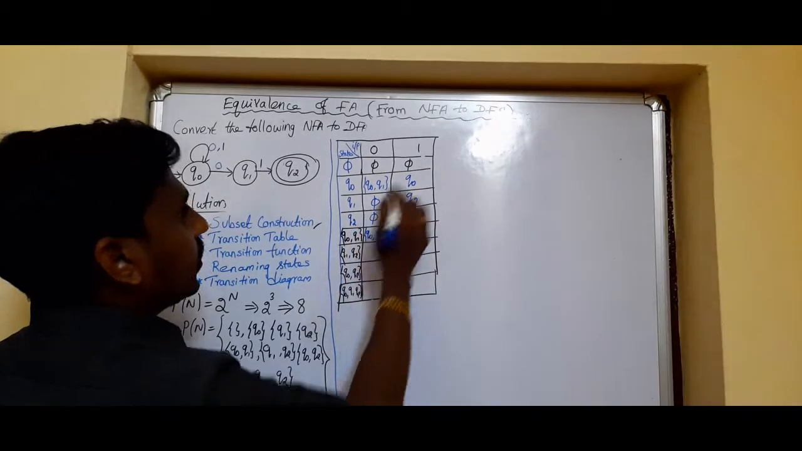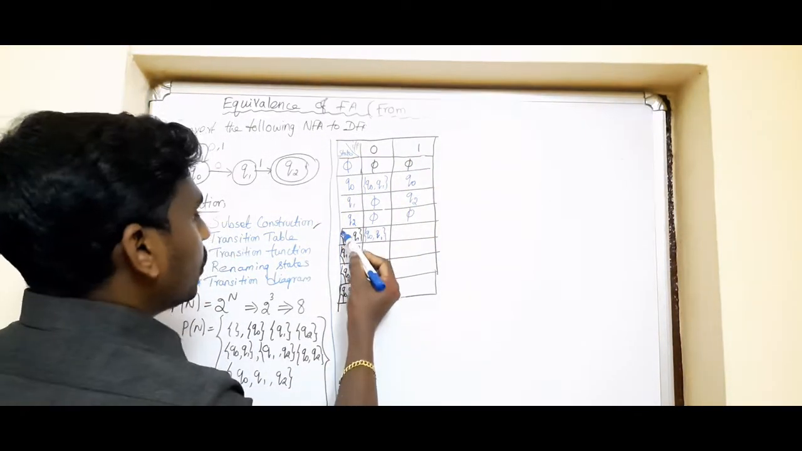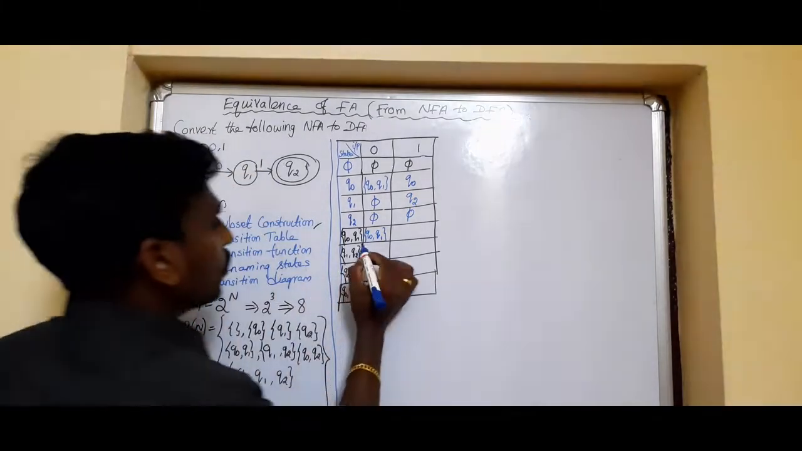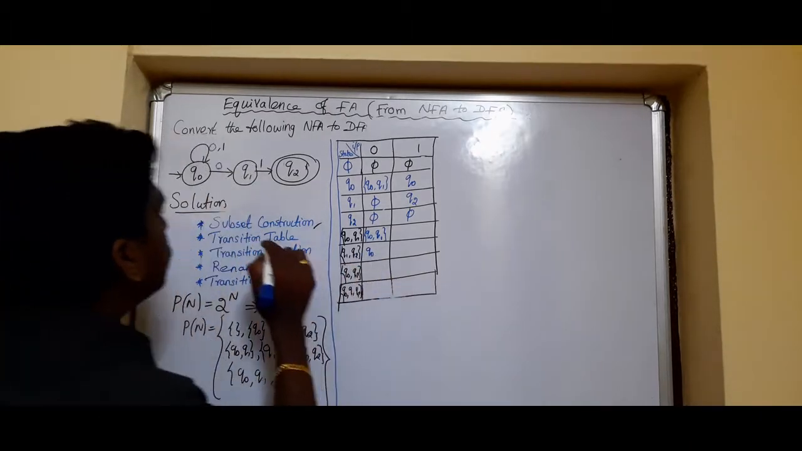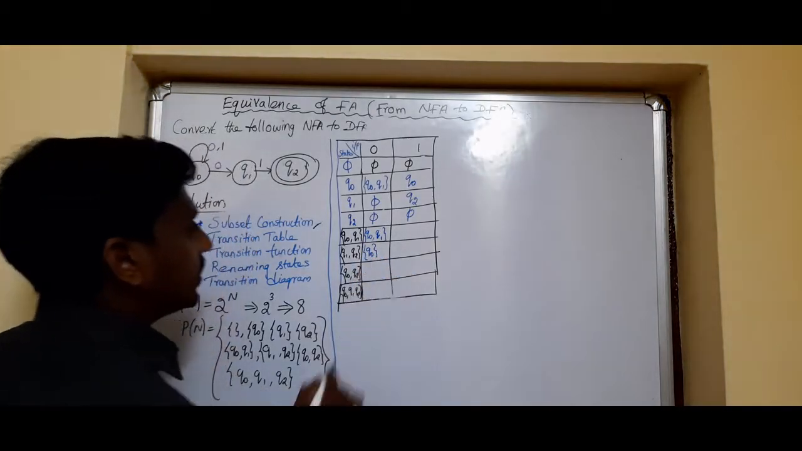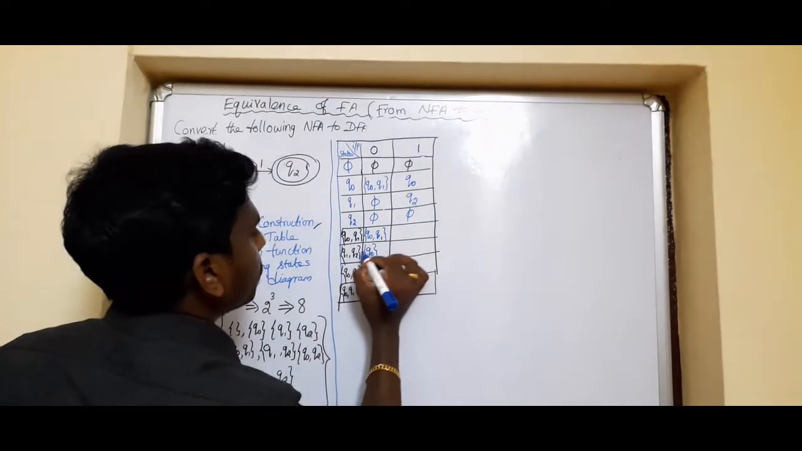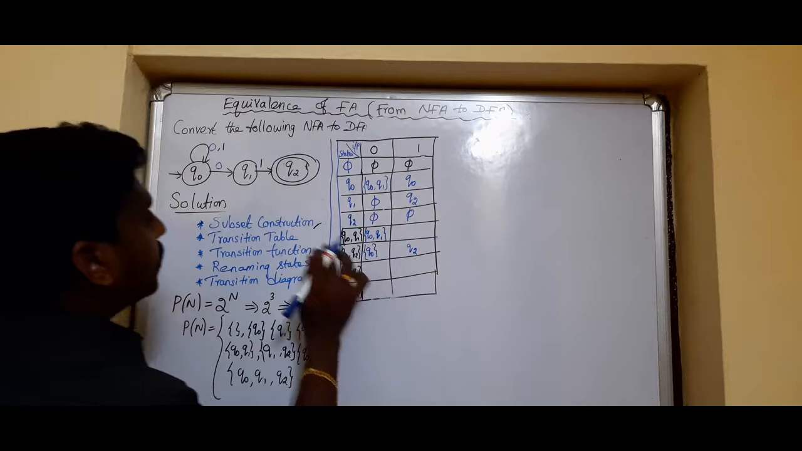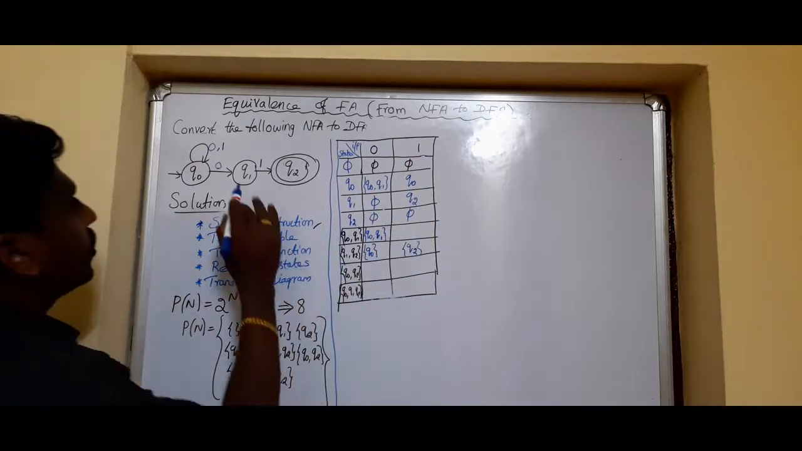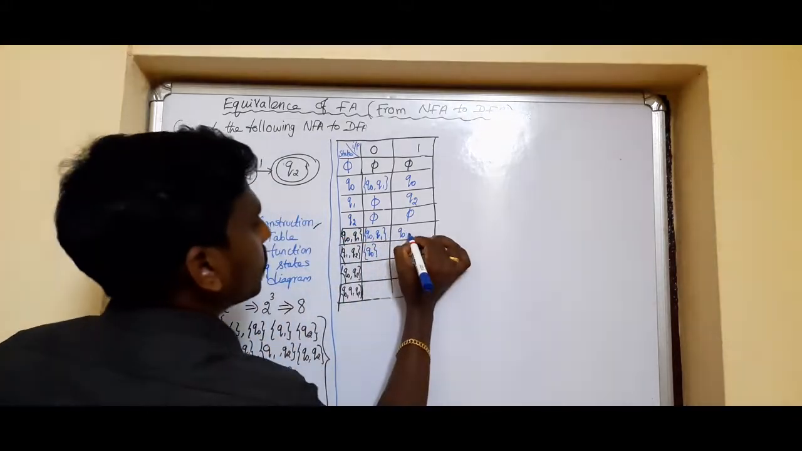Okay. Similarly, Q0, Q1 on 1. So what are the things I have to check? Q0 on 1 and Q1 on 1. Q0 reads 1, it goes to Q0. Q1 on 1 is Q2. Since it is a set, we have to mark it as a set: Q0, Q2. Now Q1, Q2 on 1: Q1 on 1 is Q2, and Q2 on 1 is not there, so Q2 alone. Q0, Q1 on 1: Q0 on 1 is Q0, Q1 on 1 is Q2.